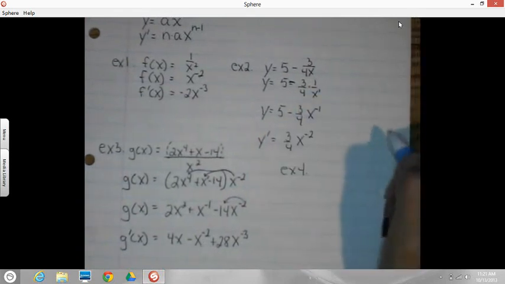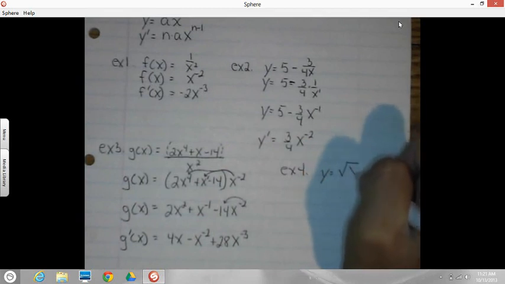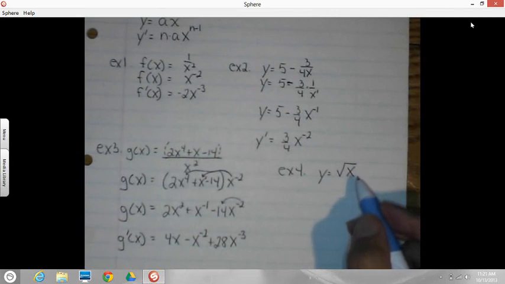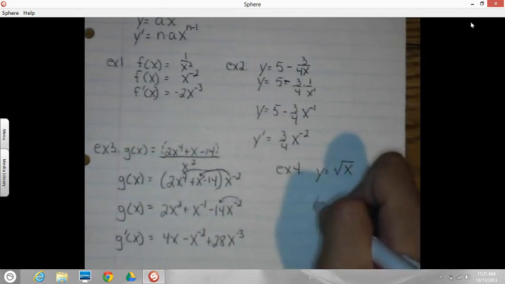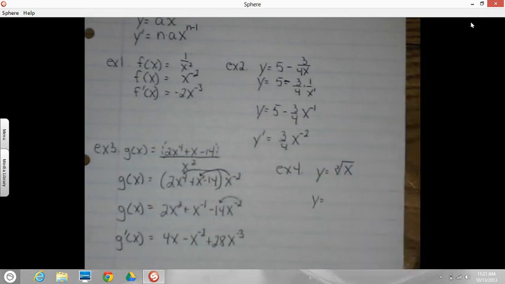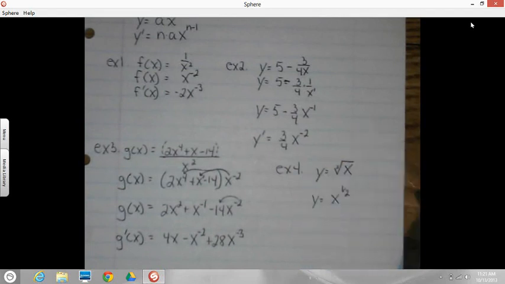Okay, some radicals. y equals square root of x. Keep it simple. Remember, a radical is just a fractional exponent. So this can get rewritten. Remember, that's a square root. There's like a 2 here, but we don't write it because that's the most common one. That's x to the 1/2 power. Now it's ready for power rule.